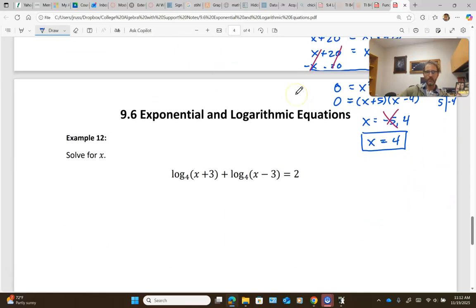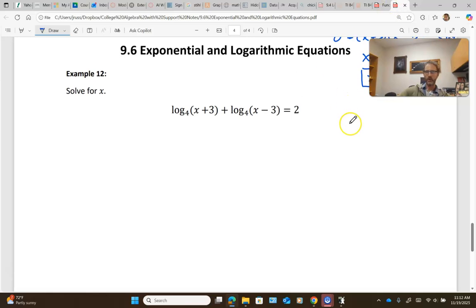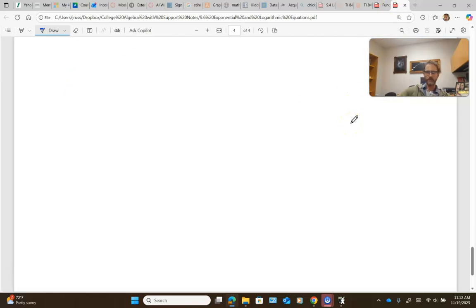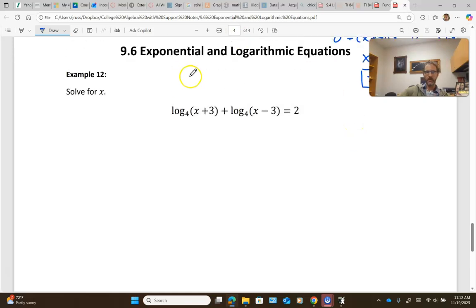Alright, well, let's look at one more here. Example 12. Okay. Again, I'm going to start off, guys. I notice these two logarithms are separated with addition. So I'm going to condense these using the product rule. So this will become log base 4 of the product of those two binomials. X plus 3 times x minus 3, and that would be equal to 2. So it looks like we'll be able to exponentiate this one.